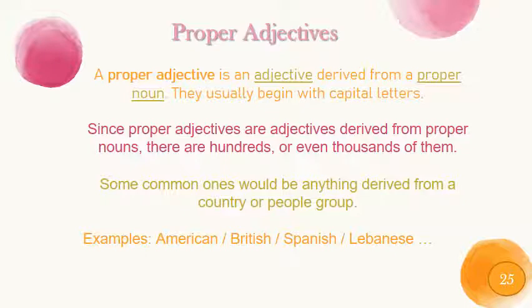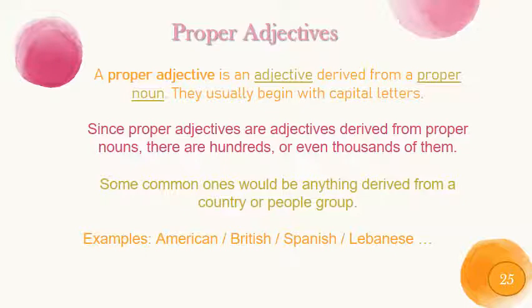But what do we mean by proper adjectives? A proper adjective is an adjective derived from a proper noun. So the proper adjective originally comes from a proper noun, and it should always start with a capital letter. Since the proper adjectives are adjectives derived from proper nouns, there are hundreds or even thousands of them. Some common ones would be anything derived from a country or people group.